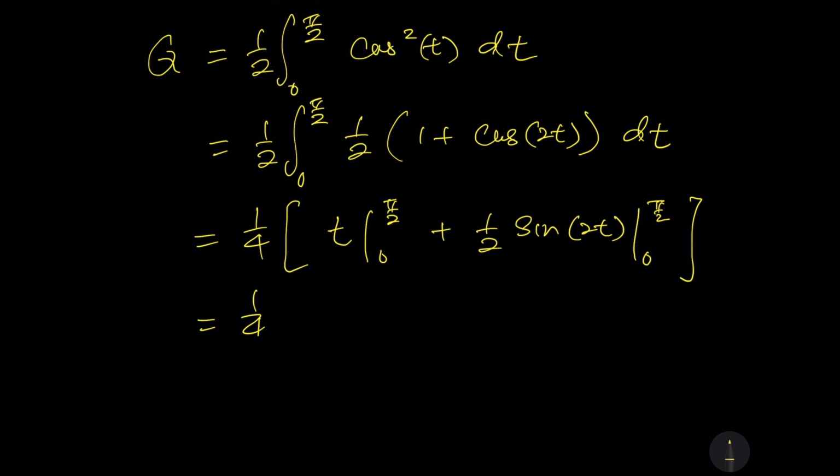Put in t equals 0 and t equals pi over 2 into the equation. We obtain 1 over 4 multiplied by pi over 2. The rest are just 0.